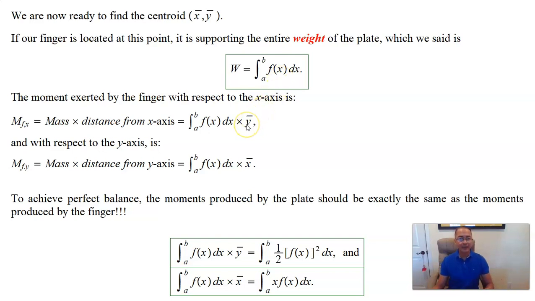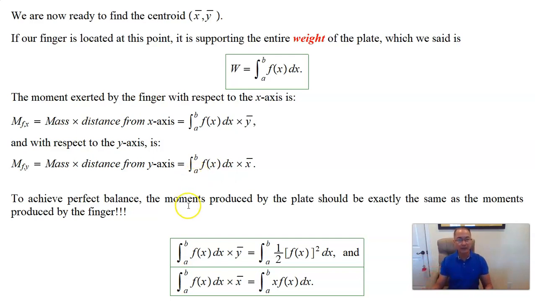Okay, so the finger also has a moment with respect to both the x-axis and the y-axis. But the distance from the x-axis is y bar, and the distance from the y-axis is x bar. So the moment of the finger across the x-axis is the weight of the plate times y bar, and the moment about the y-axis is the weight of the plate times x bar. So we saw how, when we had only the 3 weights, we could put them to the other side and divide by the total weight of our system.